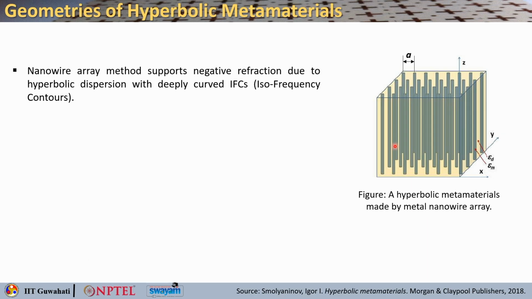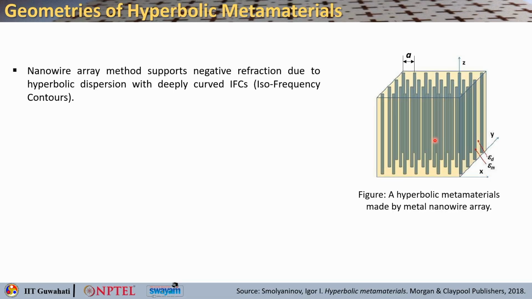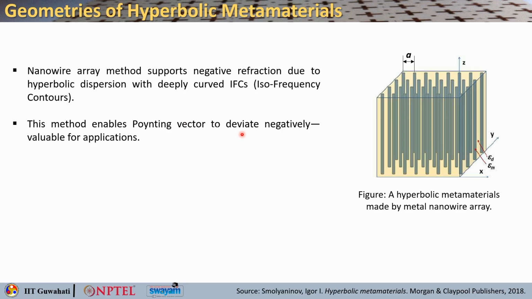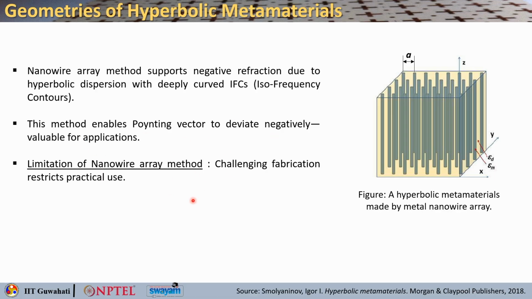Why do we say negative refraction? Because at any point, if you take the normal on that hyperbola, that gives you the direction of the energy flow, or the Poynting vector. You can do that and see that it goes in the opposite direction from the conventional material, so you get negative refraction. This nanowire metamaterial supports negative refraction because of the hyperbolic dispersion coming from its deeply curved isofrequency contours, and that enables the Poynting vector to deviate negatively, that means to the opposite side, which is applicable for many applications.